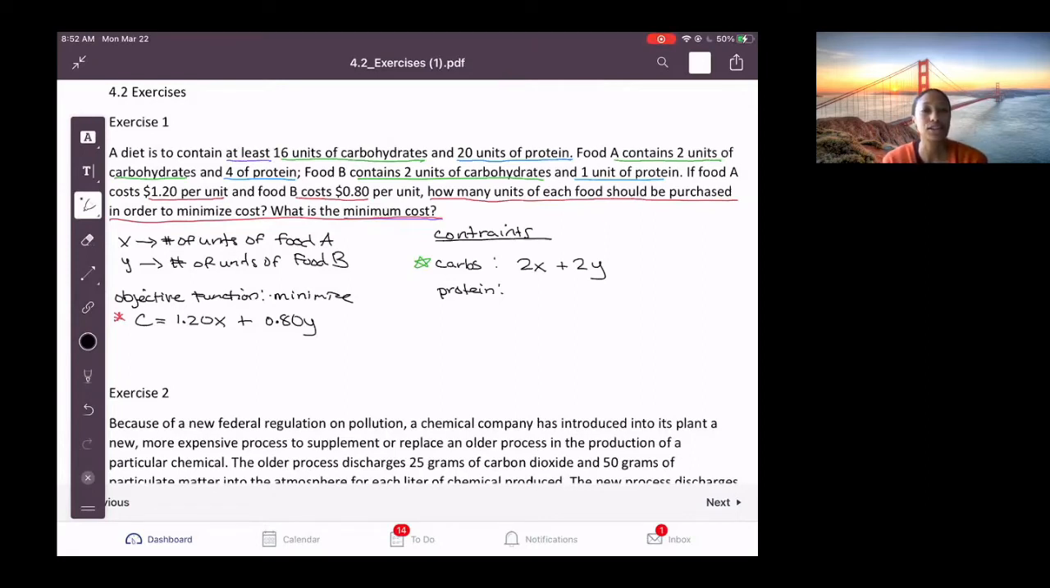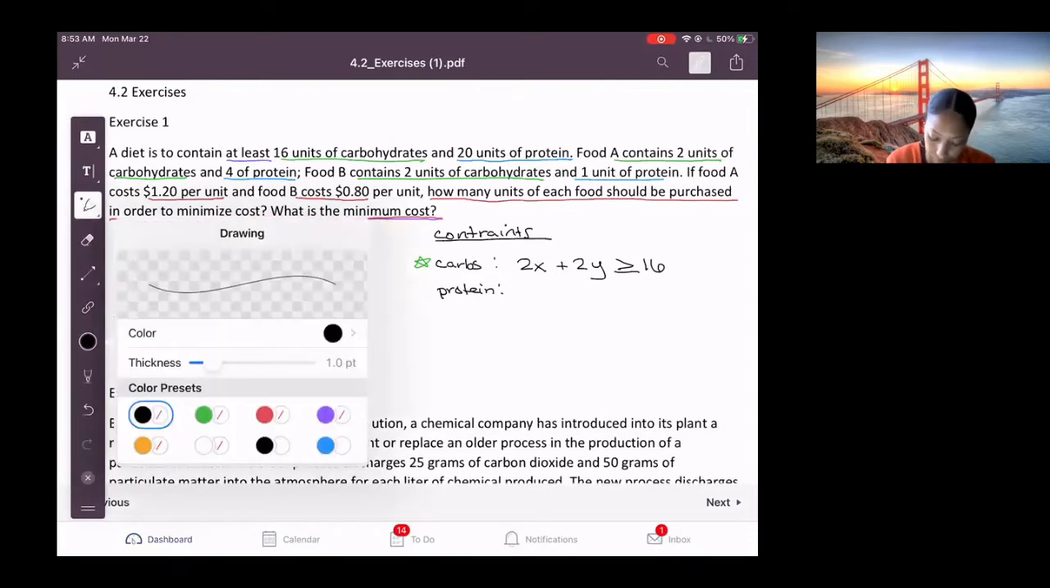Now this is where it gets interesting. We need an inequality symbol there. Do we have a greater than or equal to or less than or equal to? At least means 16 is the smallest amount of carbohydrates we can have. We can have more than that also though. So this would be greater than or equal to 16. 2x plus 2y is greater than or equal to 16.